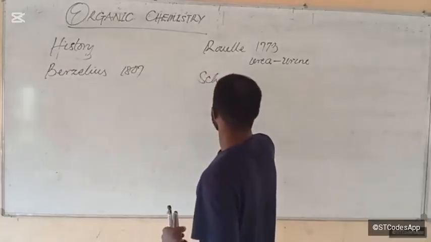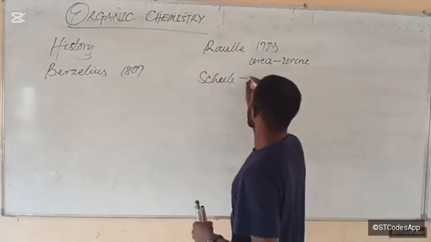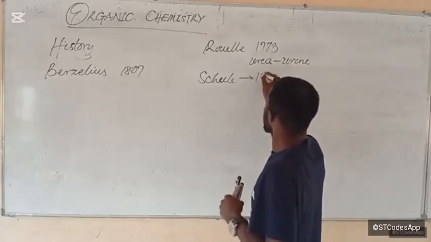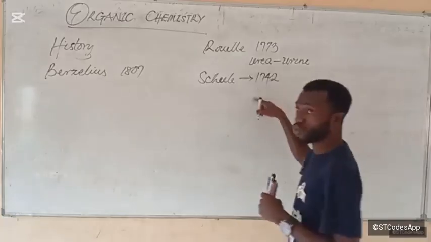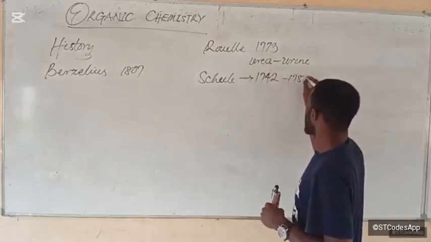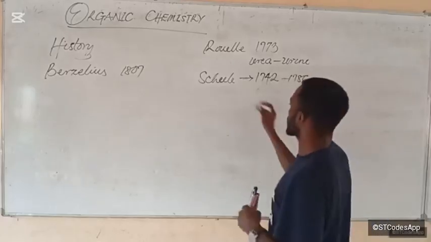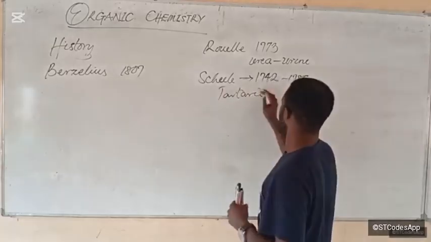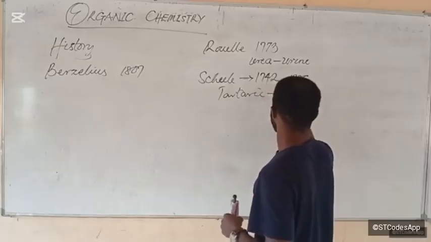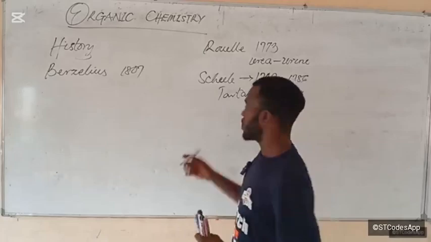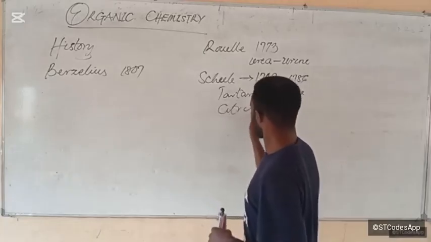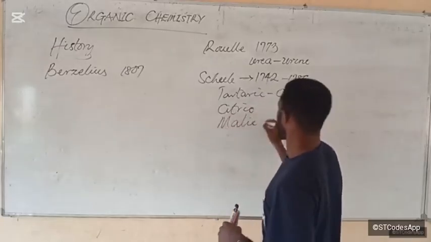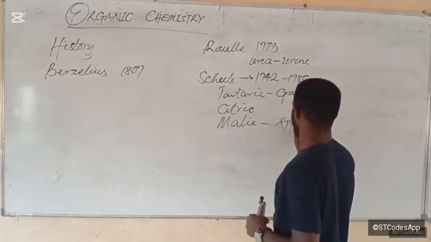Scheele, who discovered chlorine, had already also discovered between 1742 to 1786 tartaric acid, which is the chief component in grape, and he also discovered citric acid from lemon and malic acid from apple.